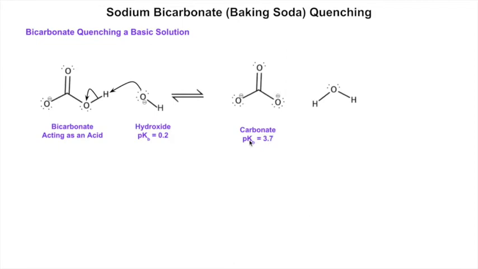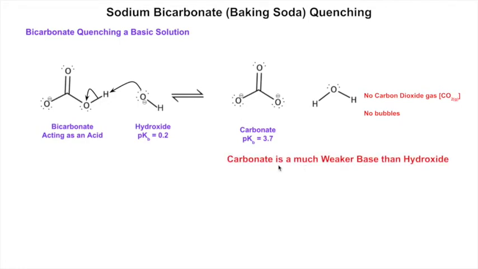Carbonate has a pKb of 3.7. It's a weaker base than hydroxide. The higher the pKb, the weaker the base, just like the higher the pKa, the weaker the acid. And then we don't produce carbon dioxide, so we get no gas and no bubbles in this quenching, not like the acidic one. The carbonate is a much weaker base than hydroxide. It might not appear like it, 3.7 pKb to 0.2, they're pretty close, but pKb is on a log scale.